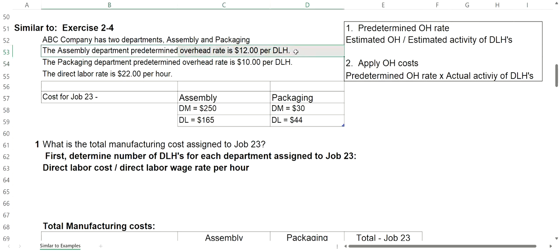So let's assume the assembly department's predetermined overhead rate is $12 per direct labor hour. And the packing department's predetermined overhead rate is $10 per direct labor hour. And the direct labor rate is $22 per hour. Okay, in this case, we're going to get the cost for job 23. So we're given the materials and labor cost for job 23 for both assembly and packing. Our job is to determine how much manufacturing overhead will be assigned to job 23, each of the departments, assembly and packing, and in total.